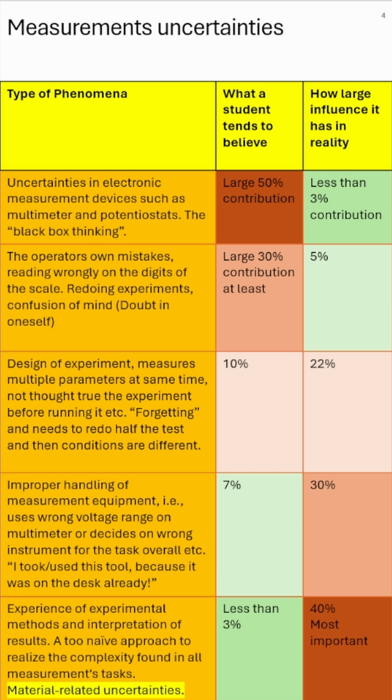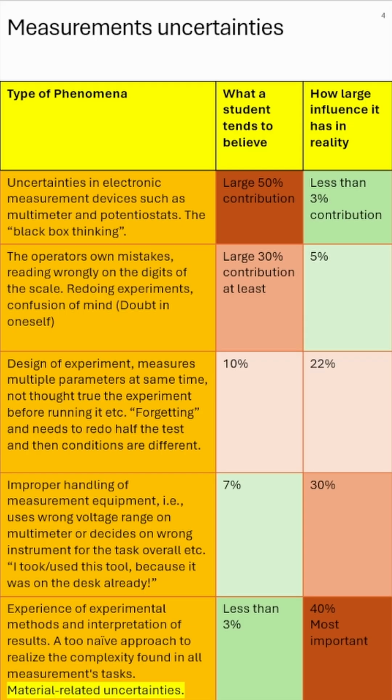The fourth example is improper handling of measurement equipment. That means you actually use the equipment in the wrong way. What I mean by that, if you take the multimeter, for example, you're going to measure voltage with the multimeter, and let's say it's a very small voltage, like in the millivolt range, and then you set the range on the multimeter to 100 volt.